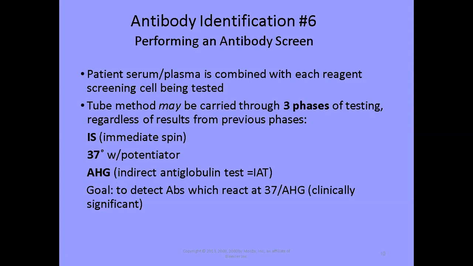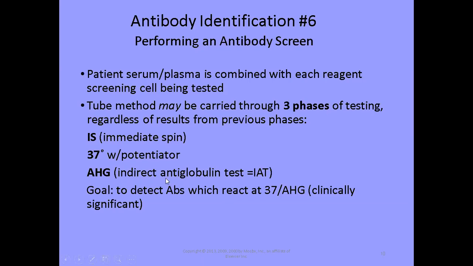So we're going to take those 2 tubes, we're going to wash them in our cell washer with physiologic saline 3 times prior to adding AHG. And remember, that's to avoid neutralization of our anti-human globulin if there are any unbound proteins or complement present in those tubes, okay? So once we've washed them 3 times, we're going to add 2 drops of our AHG.